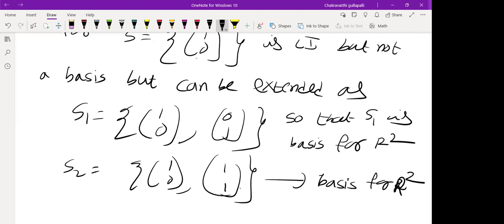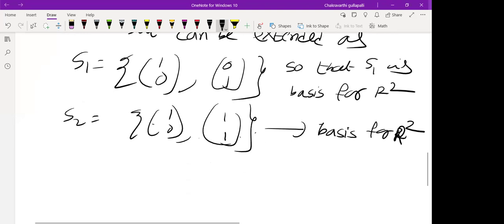This is also an extended basis of this because it contains this vector and extra. Extended basis means superset. This is also an extension of this, a superset of this. So therefore, it is also a basis. These two are extensions. So extension need not be unique.